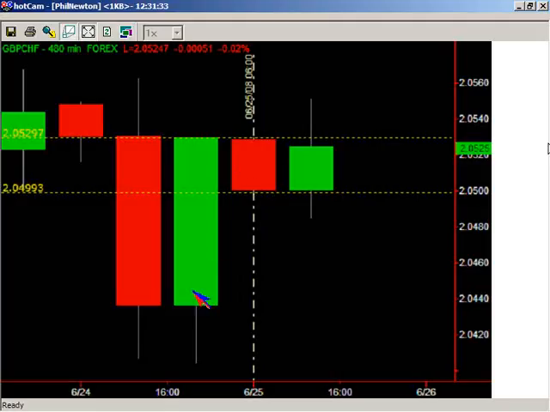Rule 2, select a direction. The bar prior to the inside bar dictates the direction. It closed higher than what it opened. It's an up bar. So you're looking for a long trade. So you'd look to go long above the inside bar with a stop loss below. And at 2 o'clock, come back, check the trade.